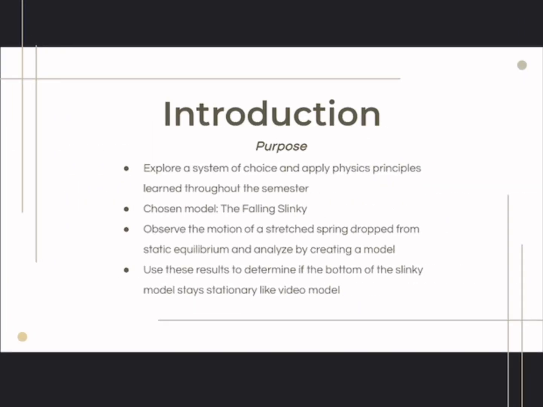So the purpose of today's lab is to explore a system of our choosing and then to apply physics principles that we've learned throughout the semester, and the model that I chose was the Falling Slinky. The purpose of the Falling Slinky is to observe the motion of a stretched slinky dropped from static equilibrium and to analyze it by creating a model. And by using these results, we can determine if the bottom of the slinky stays stationary as seen in the video model.